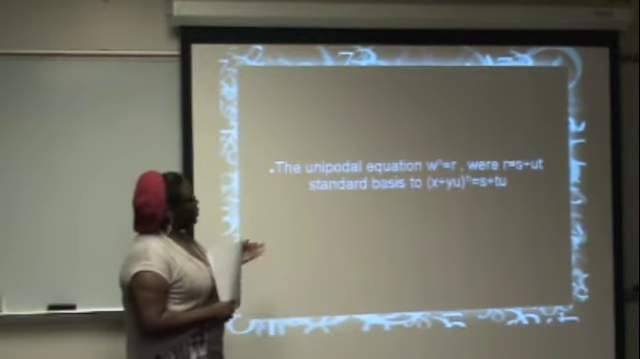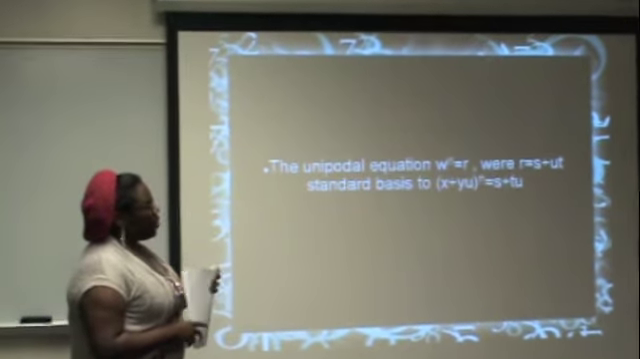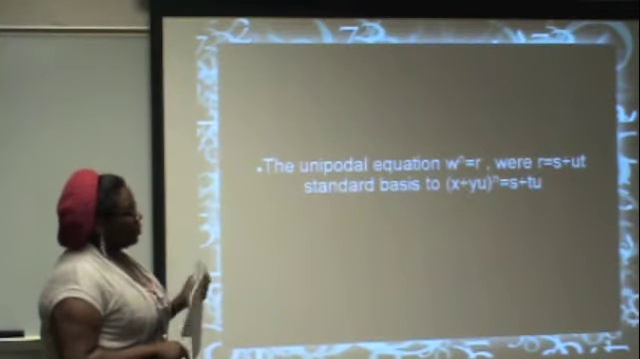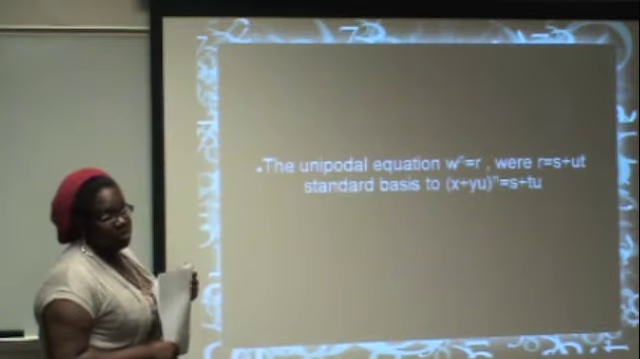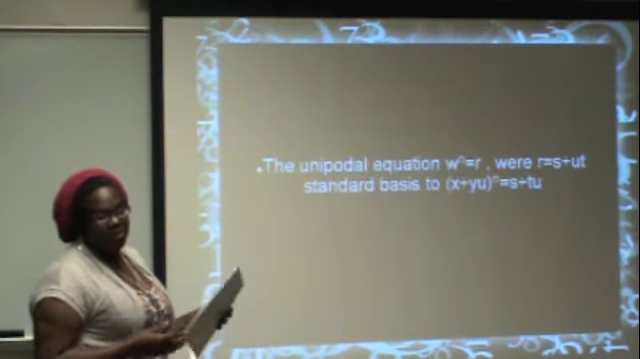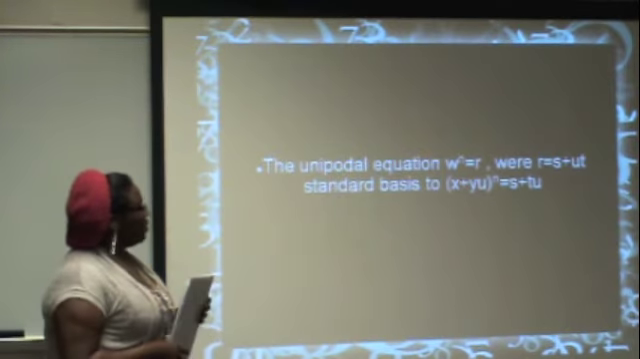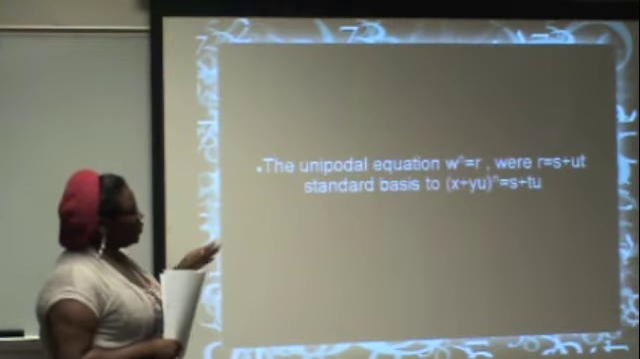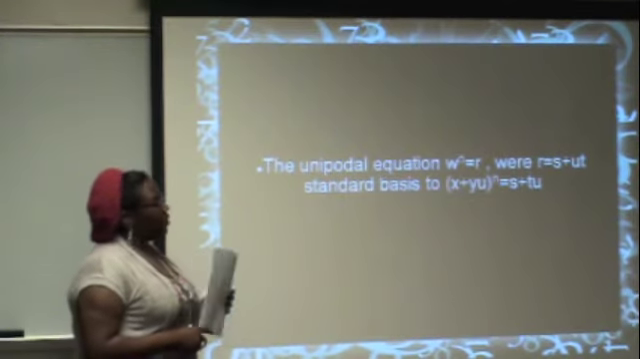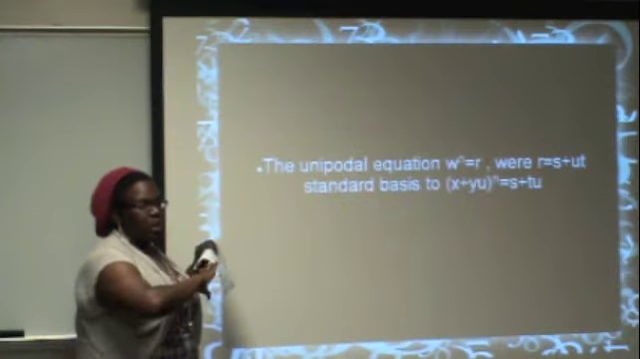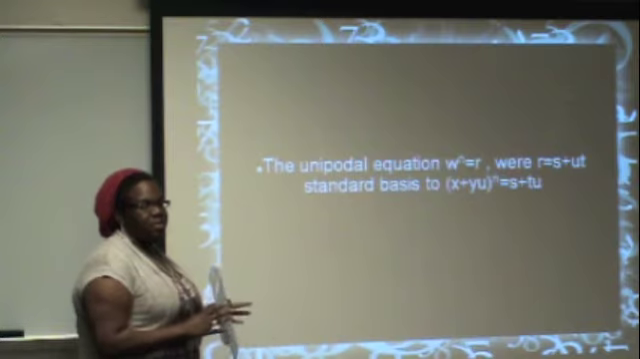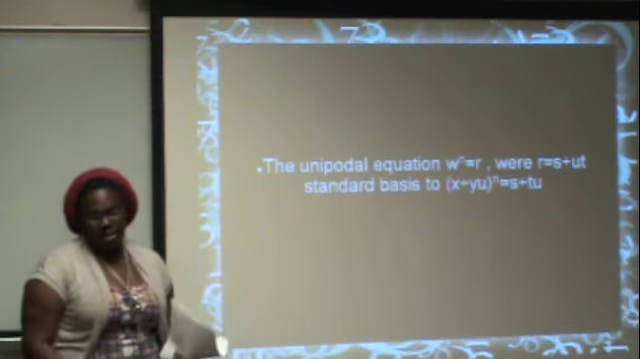So now that we know the Unipodal equation w^n equals r, we're going to say that r equals s plus u t, where u is being identified as an imaginary number for complex numbers. And we're going to use the standard basis x plus y u in the place of w, with r equals s plus t u. We're doing this so once we start to break down the polynomial equation, we will have our complex number set along with our imaginary set.